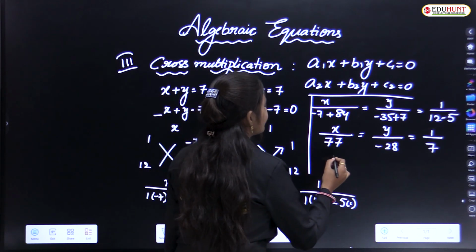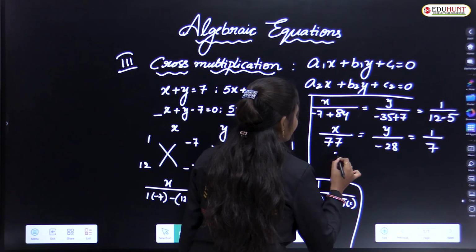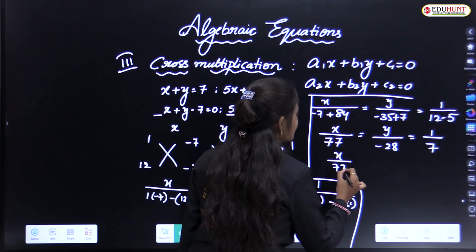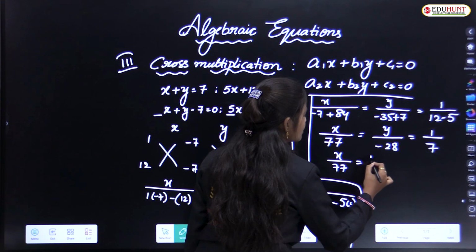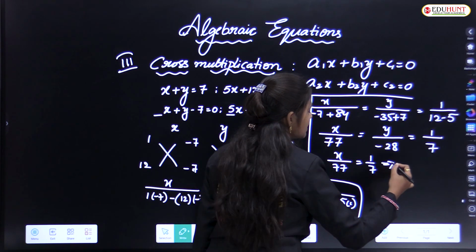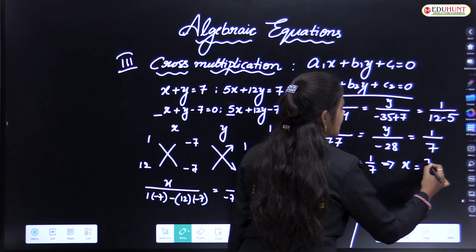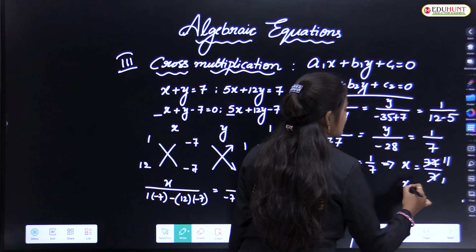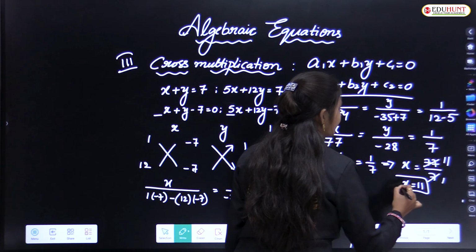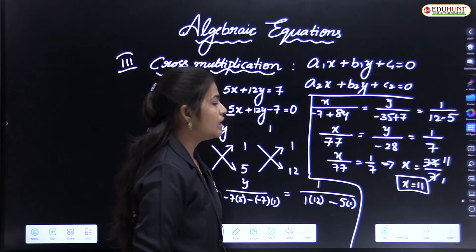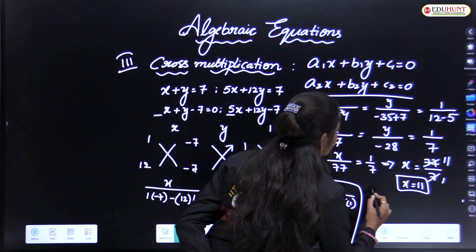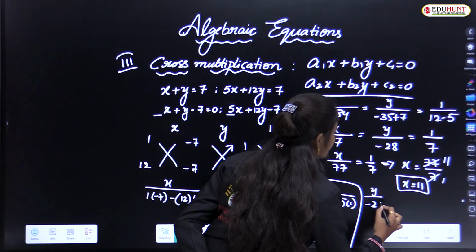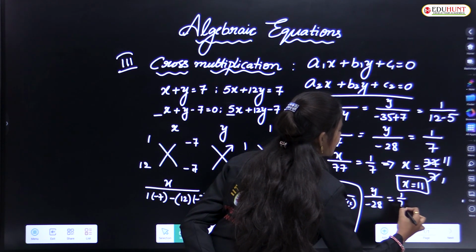Okay, now again the same process, we have to equate the x values here. So x by 77 is equal to 1 by 7. So from this one, x is equal to 77 by 7. So 7 1s are 7, 7 11s are 77. So x is equal to 11. Next y value, so y by minus 28 is equal to 1 by 7.